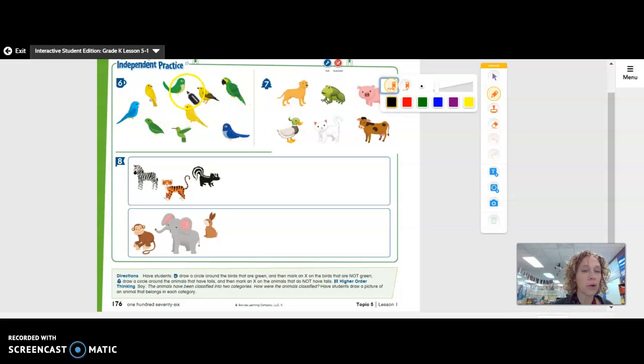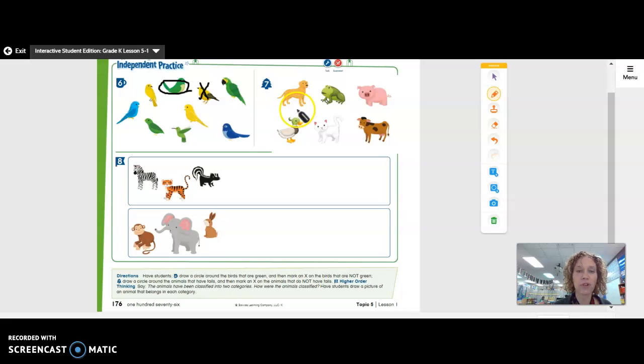I'm just going to show you an example. Oh, here's a green bird, so I'm going to circle it. Then I'm going to look at this bird. Is this bird green? Nope. So then I'm going to put an X on it. So continue to find all the green birds and circle them. And then put an X on the ones that are not green. All right, 7 is over here, and you're going to draw a circle around the animals that have tails.